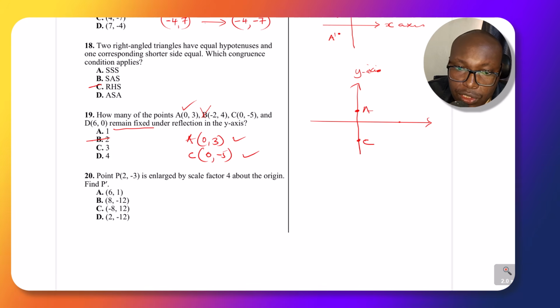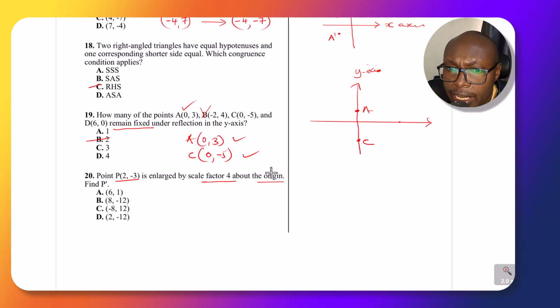We go to the last question in that section. Point P, 2, -3, is enlarged by scale factor 4 about the origin. Find P prime, that is the image of P. So point P is enlarged by scale factor 4 and the center is the origin. Origin is 0, 0. Now for this one, there's a concept that you need to know.